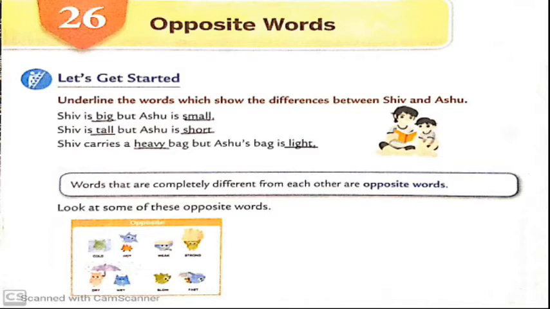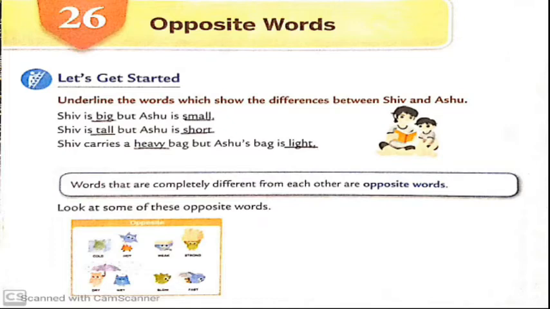Next sentence, Shiv carries a heavy bag but Ashu's bag is light. So here the comparison is between both the bags of Shiv and Ashu. So we are going to underline heavy and light.